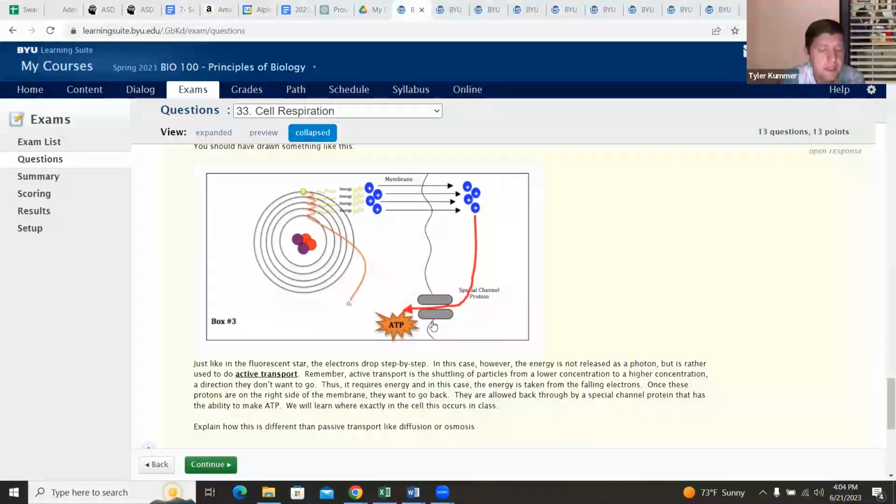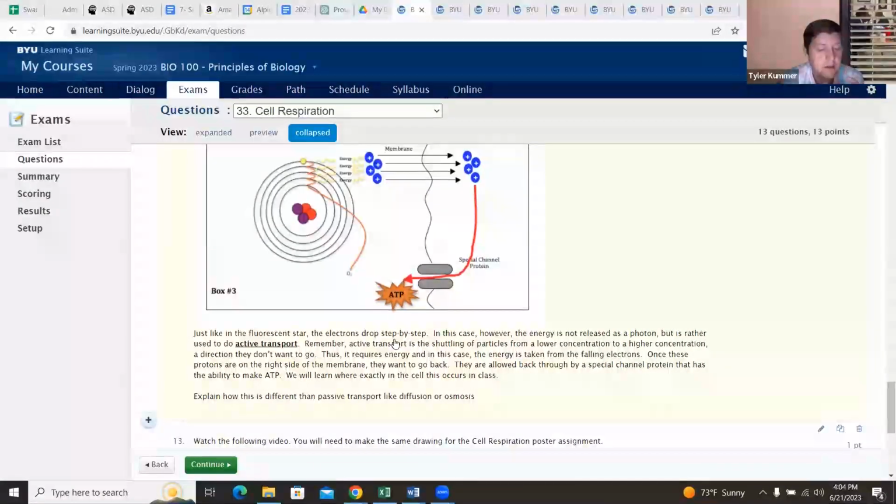This special protein acts kind of like a turbine. It's going to allow the hydrogen ions to pass through, and as they pass through, they turn the turbine. That mechanical energy is converted into chemical energy, into ATP, which we talked about last time, is the temporary storage molecule that our cells use to use the energy whenever they need it.